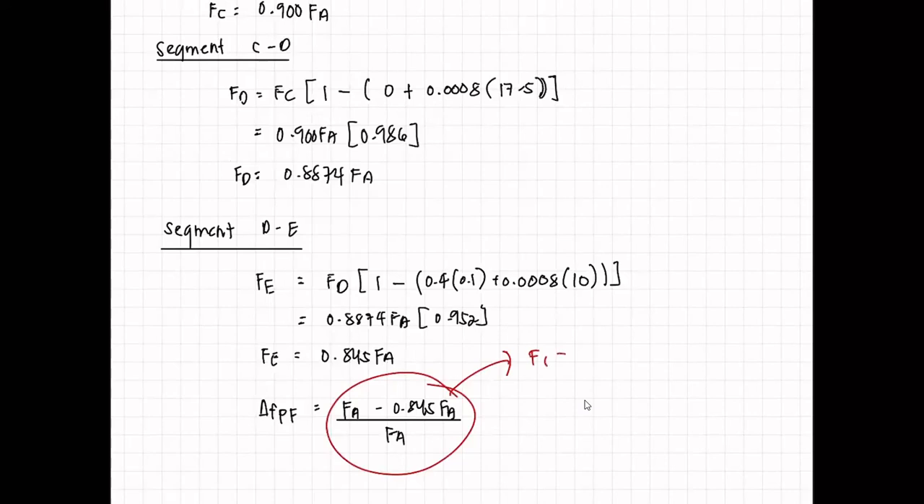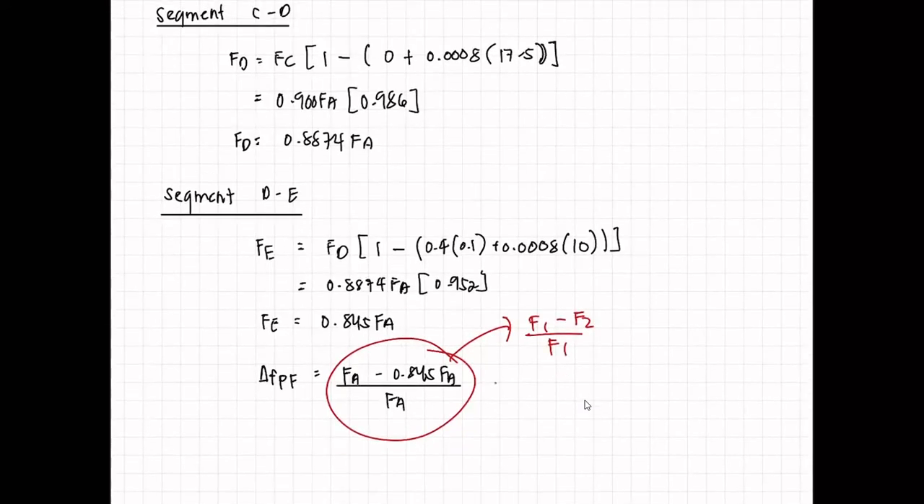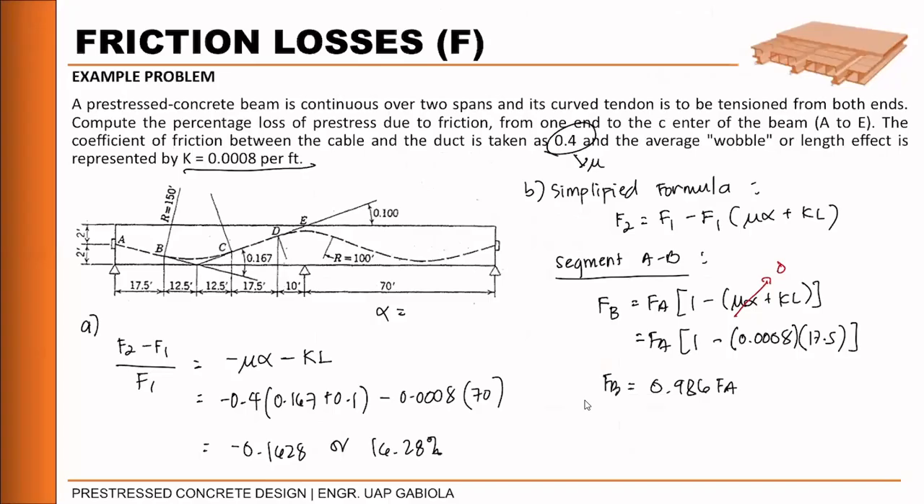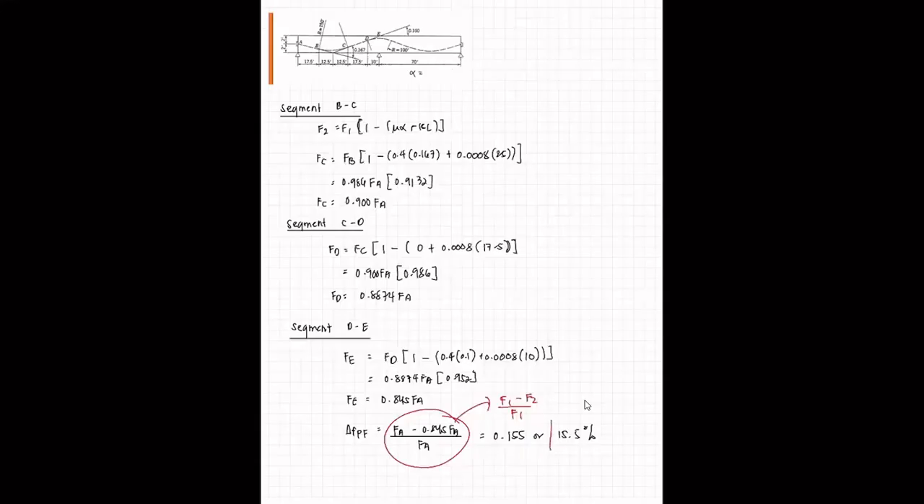Yung F1 minus F2 over F1. Okay? So this is, kahit hindi na natin lagay ng FA sa ilalim, no? So 1 minus 0.845, meaning nag-loss siya ng 0.155 or 15.5%. Okay? Yun yung difference na doon sa una, no? 16.28 yung una, then ito is 15.5%. Okay? Ito yung sa simplified approach.